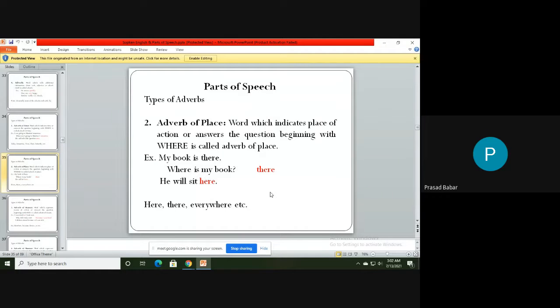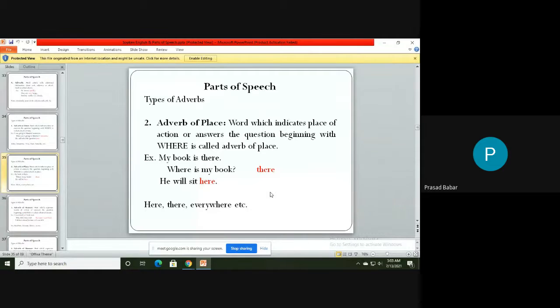Then the next type of adverb is adverb of place. Let's discuss the definition here. A word which indicates place of action or answers the question beginning with where is called an adverb of place.